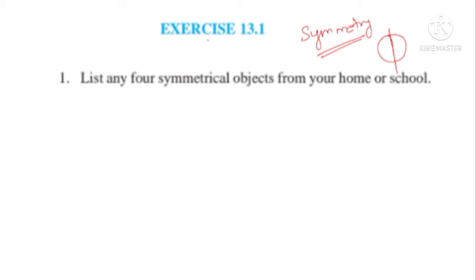Okay, so now we are moving towards exercise 13.1. The first question: list any four symmetrical objects from your home or school. So you have to tell any four symmetrical objects from your home or school. So can you think of what they are?